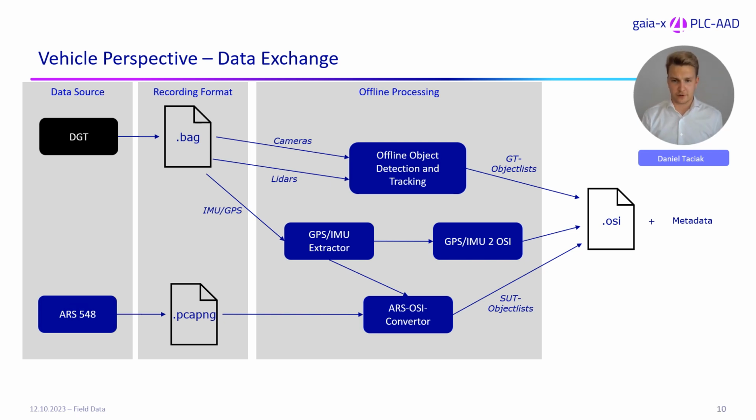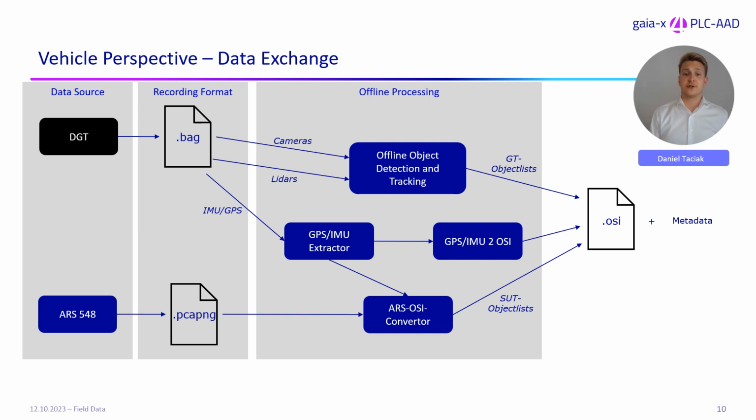This is what our conversion process looks like. There are two main data sources we convert data from, our ground truth and the SUT. Our ground truth data is recorded in ROSBAGs, a recording format implemented by the open source robot operating system. From there on, our raw detections are post-processed by our internal object detection pipelines, where the ground truth object lists are generated. This is the first key part of our output.